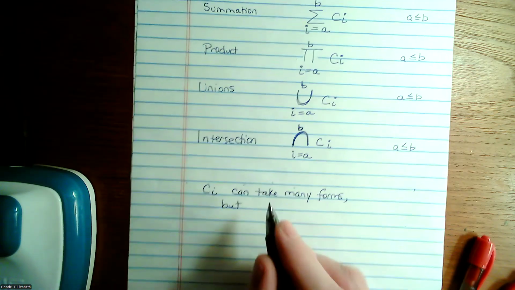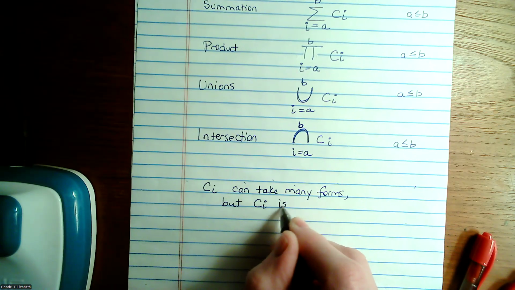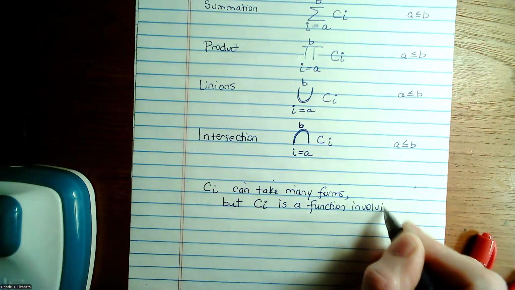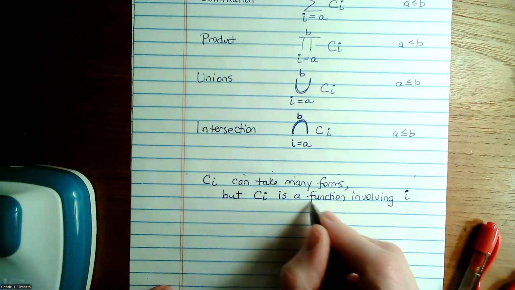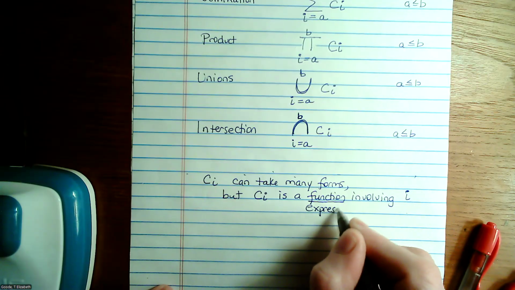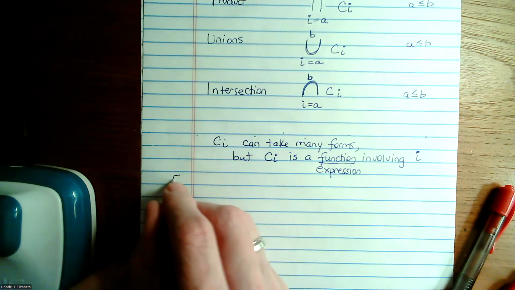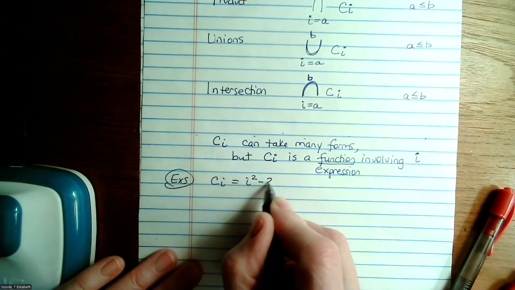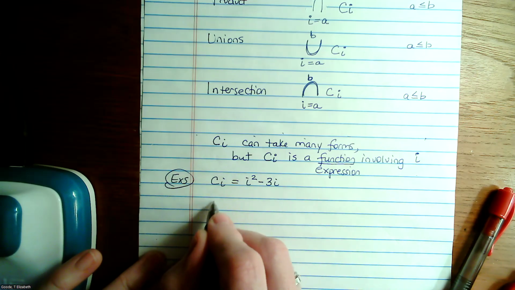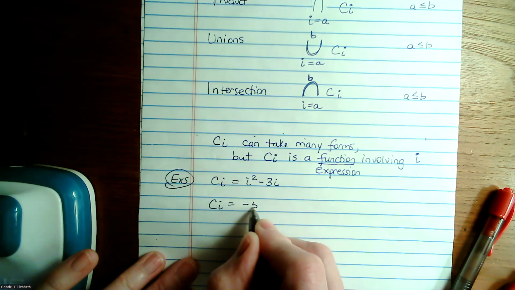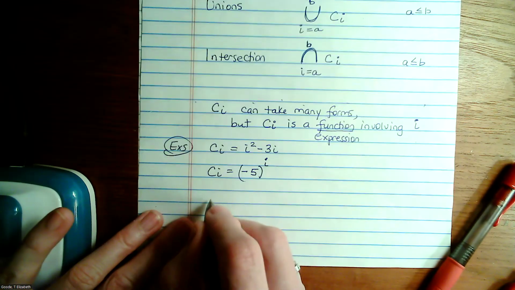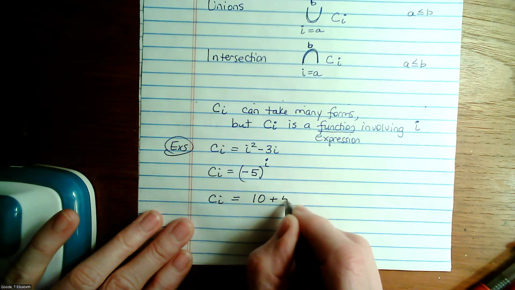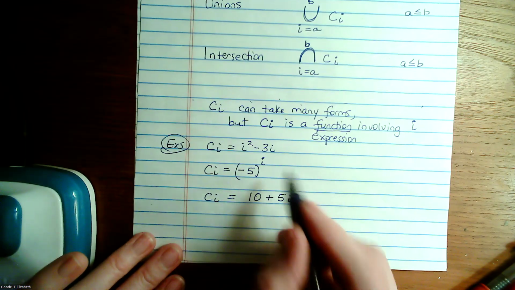But the point is this term, c sub i, can take many forms, right? But the thing that is usually true is c sub i is a function involving i. It's some expression involving i. c sub i could be i squared minus 3i. Or c sub i could be negative 5 raised to the i, right? Or c sub i could be 10 plus 5i, right?